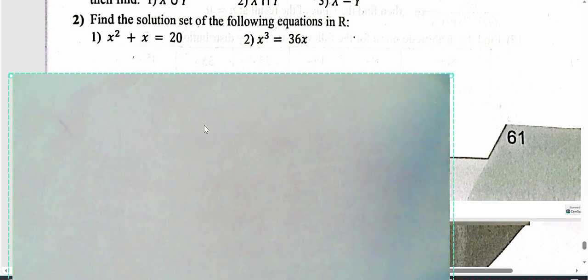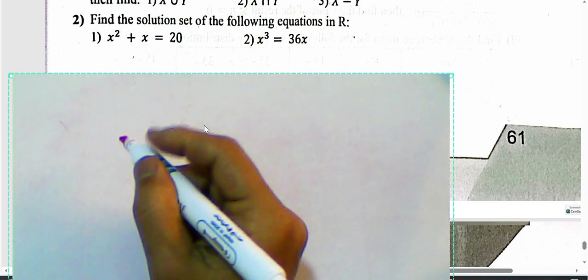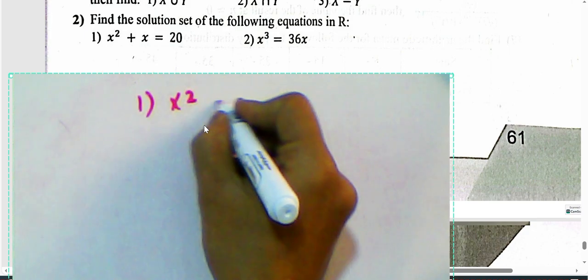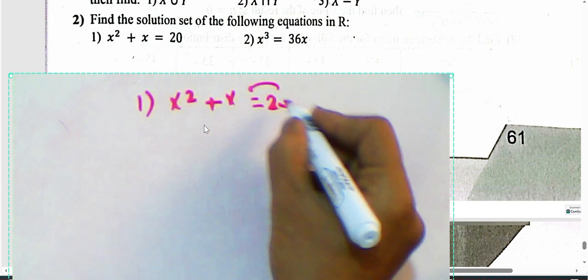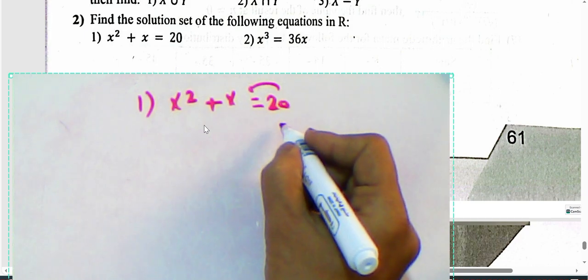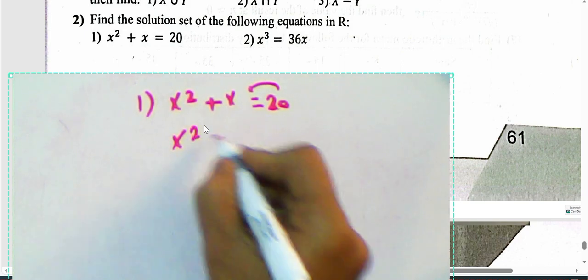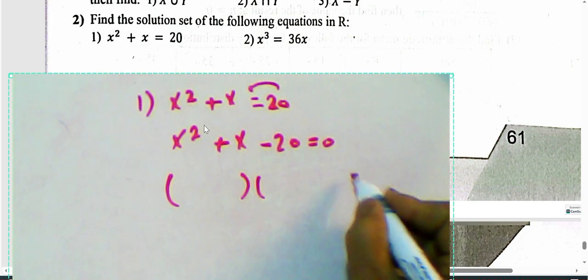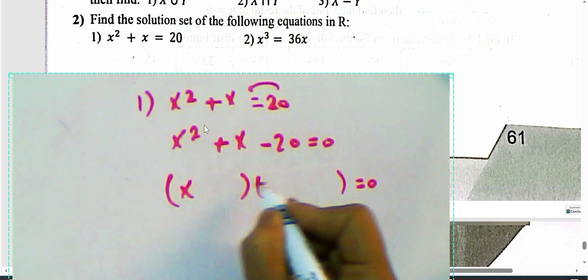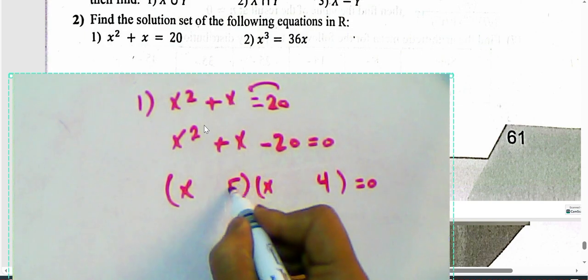We can factorize by the common factor between two terms here. No, we have here x power 2 plus x equals 20. We can move 20 from the right-hand side to the left-hand side and then factorize the expression. Right, x power 2 plus x subtract 20 equals 0. You can factorize this expression. X power 2 equals x times x, and 20 equals 4 times 5.